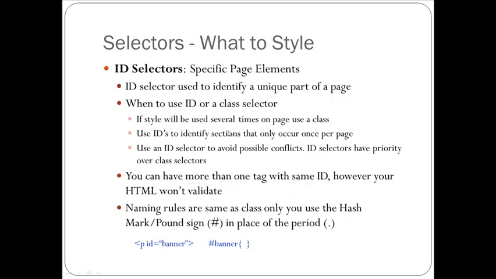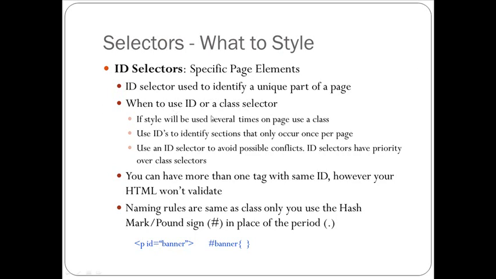ID selectors. These are for very specific elements. An ID selector is used to identify a unique part of the page. Whenever you use an ID and you give it a name, that ID name should only be used on that one tag or that one element. It should not be used on multiple ones. It can be. The browser will recognize it and will use it accordingly, but that's what the class is for. The ID is to pinpoint a specific element. So never use the same ID value for multiple elements. If you're going to do that, you should be using a class.